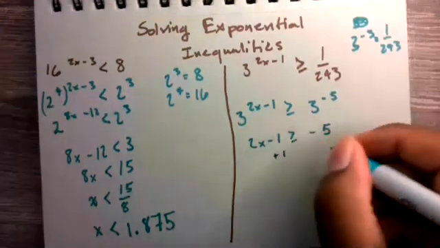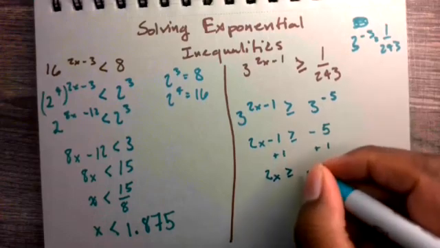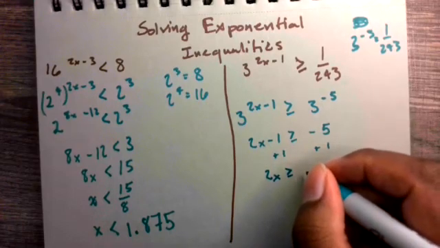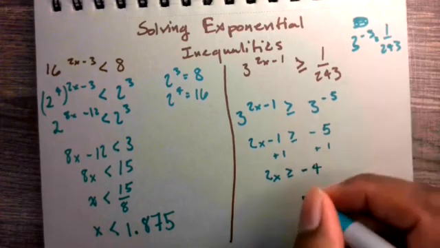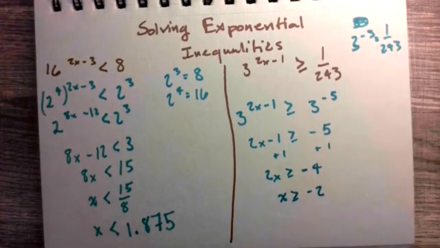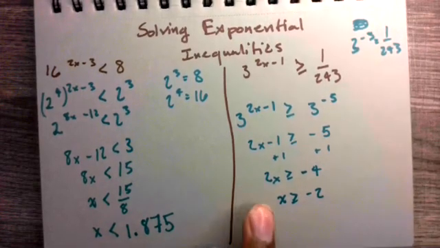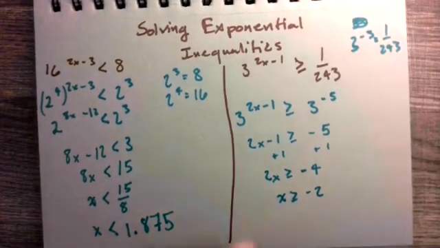If you, of course, add 1 to both sides, you end up with 2x greater than or equal to negative 4. So you get x greater than or equal to negative 2. Now, remember, the only time you flip the sign is if you divide or multiply by a negative number. And notice 2x was not negative, so we didn't have to flip the sign.